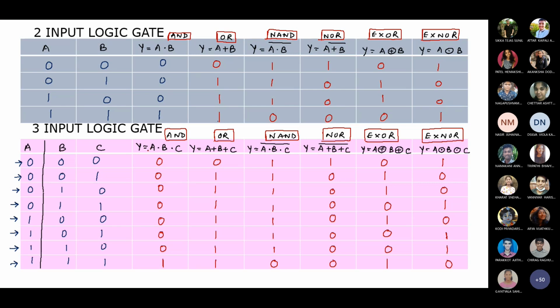ओके. बुलियन एक्सप्रेशन भी मैंने यहाँ पे लिखा है. समझ में आया ना 3 इनपुट का कैसे लिखेंगे ऑन द सेम स्टैंड. For AND it will be y equal to a dot b dot c. For OR it will be y equal to a plus b plus c. For NAND it will be y equal to a dot b dot c bar. NOR it will be a plus b plus c bar. XOR it will be a XOR b XOR c. XNOR it will be the complement of a XOR b XOR c.